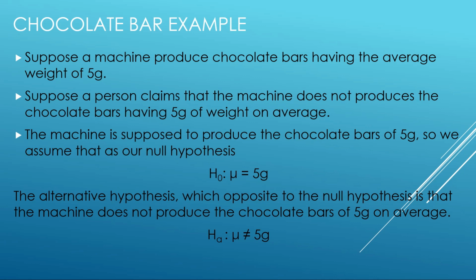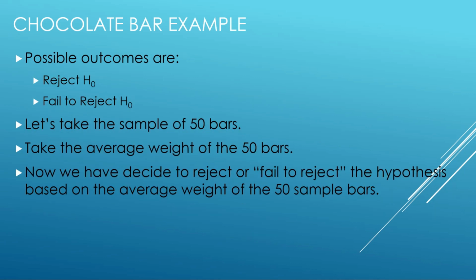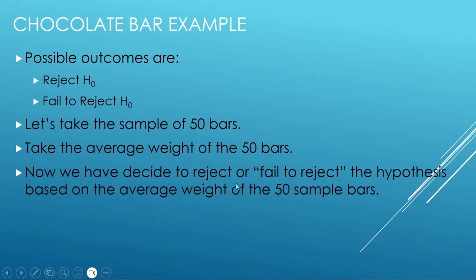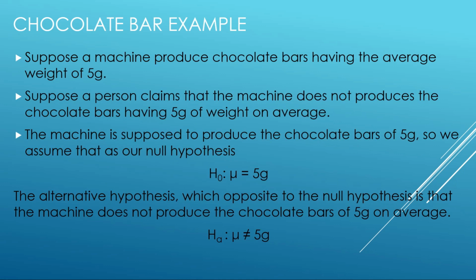The alternative hypothesis, which is opposite to the null hypothesis, is that the machine does not produce the chocolate bars of 5 gram on average. So, our H1 is that mu is not equal to 5 gram. Possible outcomes are reject H0, which means we reject this null hypothesis, or fail to reject the null hypothesis, which means we accept this null hypothesis.